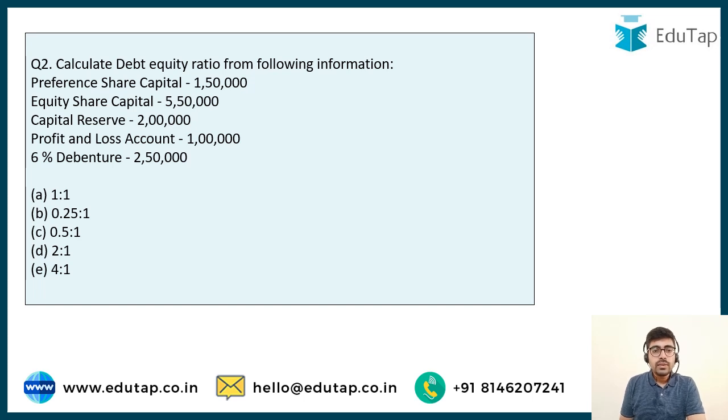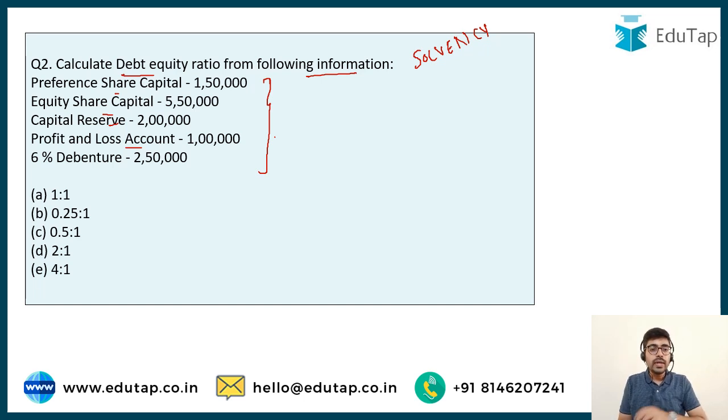Now the next question is to calculate the debt equity ratio from the following information. Some information is given here and we have to compute the debt equity ratio. Now debt equity ratio, we have already understood in the previous question, is a very important type of solvency ratio. The formula is very simple: debt divided by equity. We are given preference share capital, equity share capital, capital reserve, profit and loss account and 6% debentures also. So these are all the figures given to us and we have to find the right answer.